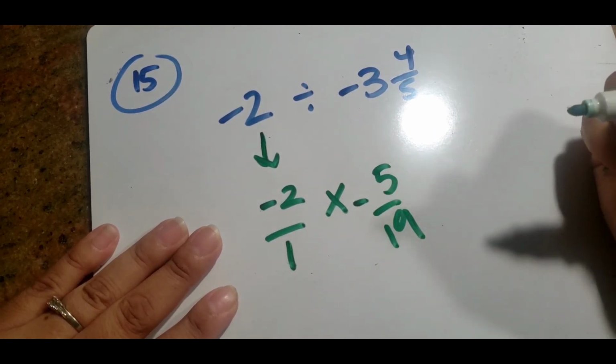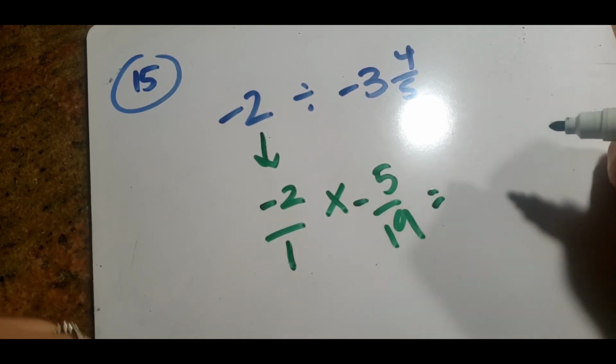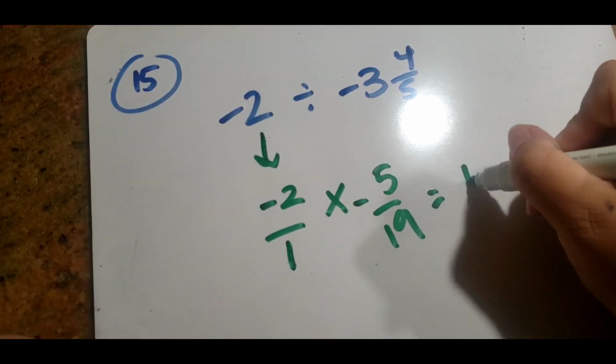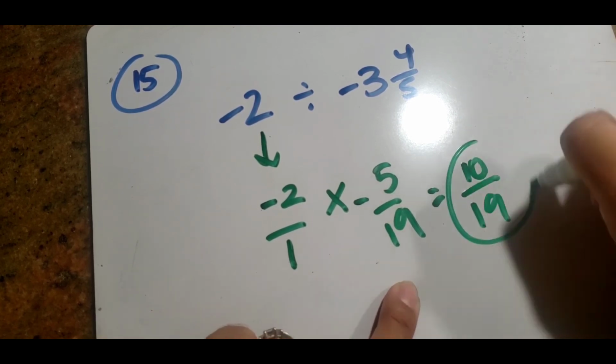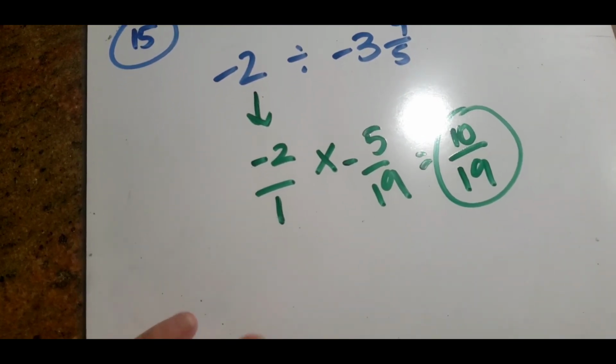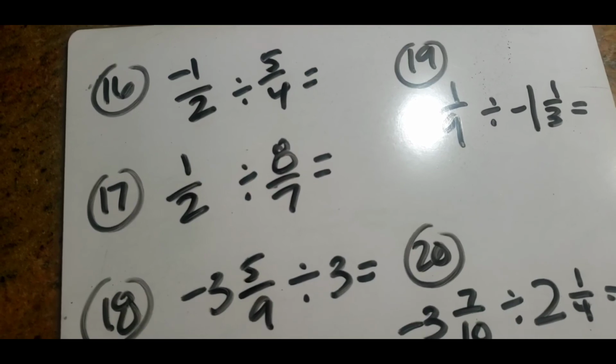And don't forget it's negative. Check to see if you can reduce anything, and if you can't, multiply straight across. -2 times -5 is positive 10, and 1 times 19 is 19. And that should be my final answer. Okay. All right. That's the last one we're doing together. Now let me give you some problems that you can practice on your own.